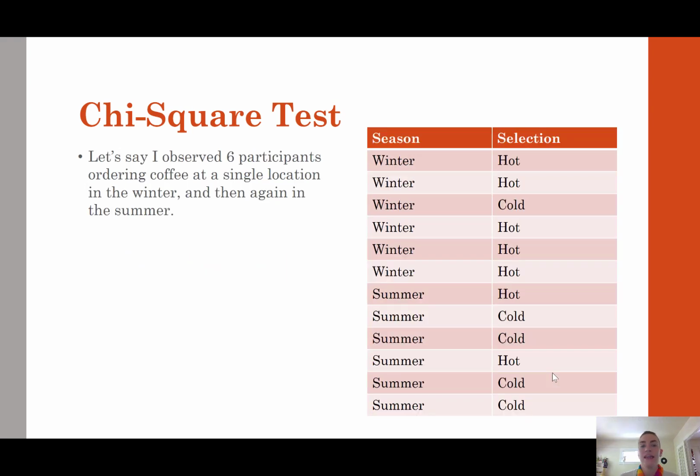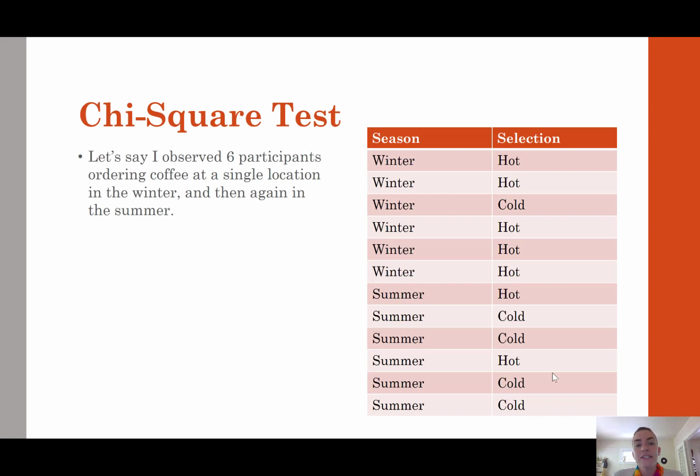Well, let's say that I choose to observe 6 participants ordering their coffee at a single location in the wintertime and then again in the summertime. And I'd probably control for things like day of the week and time of the day. So if I went in the morning time in the winter, I would also go in the morning time in the summer. And if I went on a weekend day in the winter, I also want to make sure I go on a weekend when I go back in the summer to collect my data.